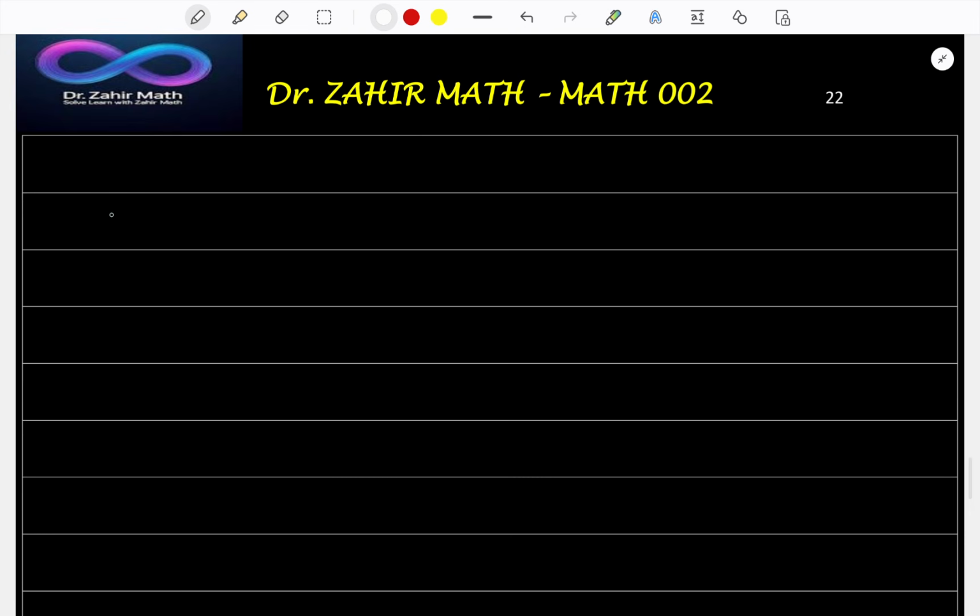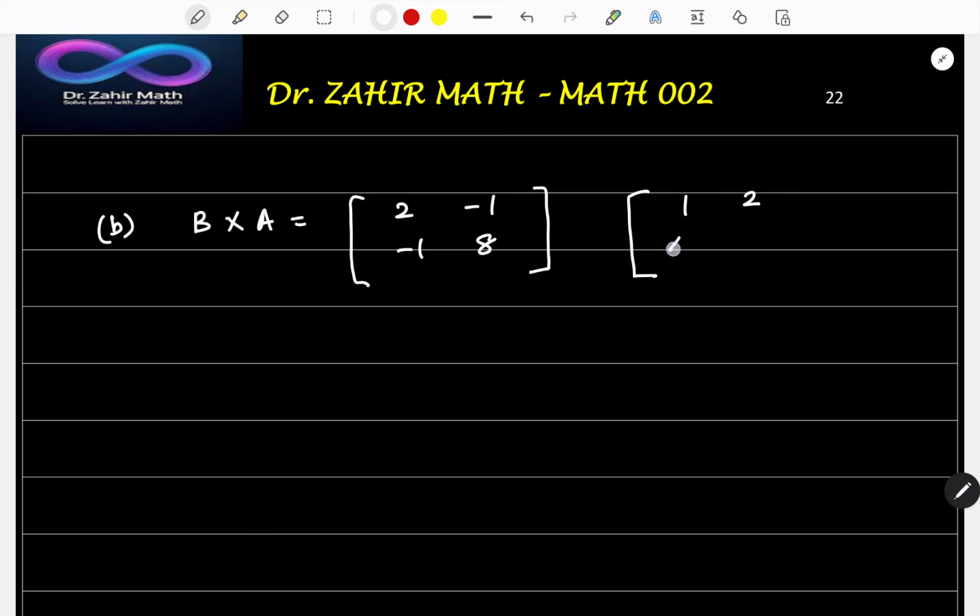So the next question is question B, which is B times A. Let us write the matrix B from my question here. I'll open the module. One minute. What is the page he has given? So matrix BA: matrix B is 2, minus 1, minus 1, 8, multiplied by A, which is 1, 2 and then 4, 2.